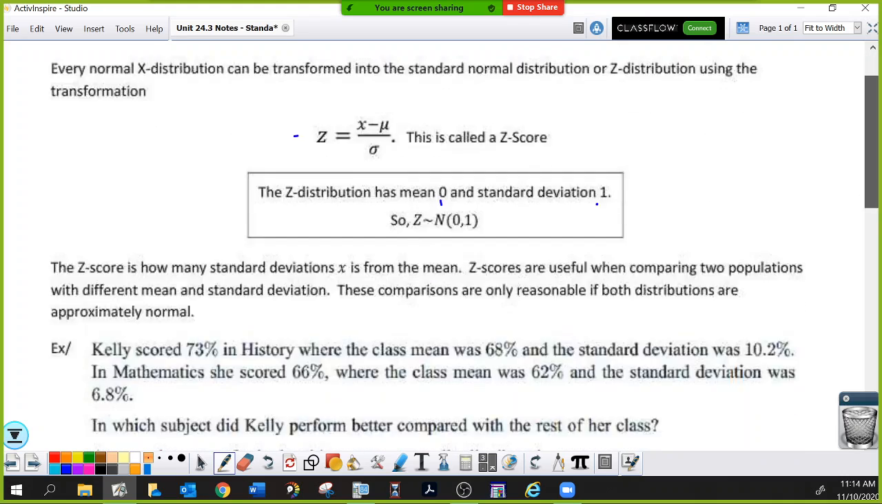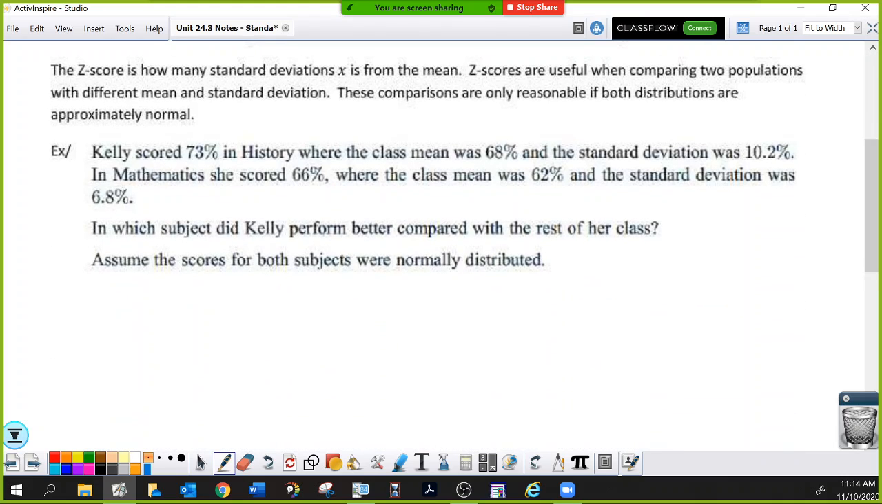So I've already said this, but the z-score is how many standard deviations X is from the mean. Z-scores are useful when you're comparing two populations that have different means and different standard deviations. That's what it's good for. The comparisons are only reasonable if both distributions are approximately normal.